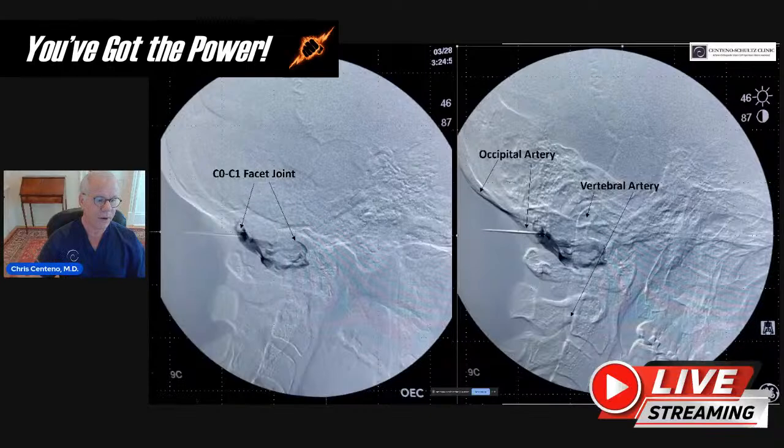That went by pretty quick, but this is the facet joint here. So the facet joint is being outlined. So again, that's the 0-1 facet joint, but I'm noticing that not 100% of the contrast is going into the joint. It's going someplace else.